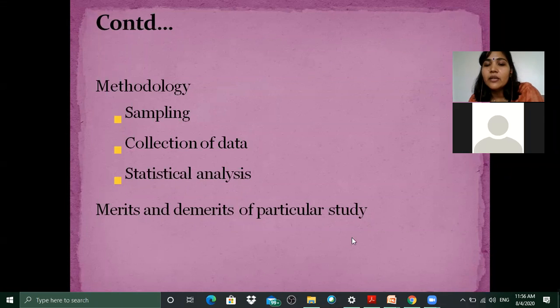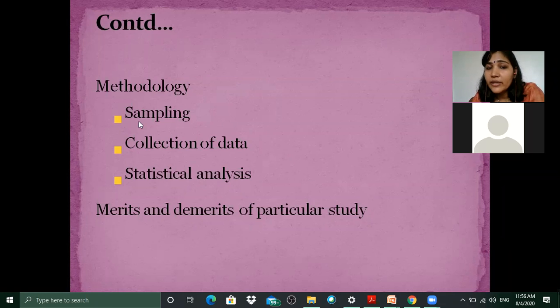Then merits and demerits of the particular study should also be mentioned in your study design. So sampling, I hope I have made the sampling part very clear, that you have to do the sampling before the subjects are going to take the medication. You have to make the bottles with proper label, treatment A, treatment B, and then accordingly.